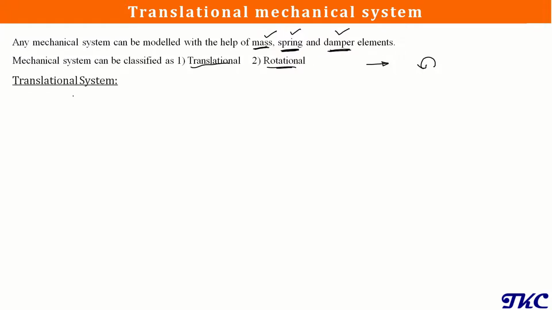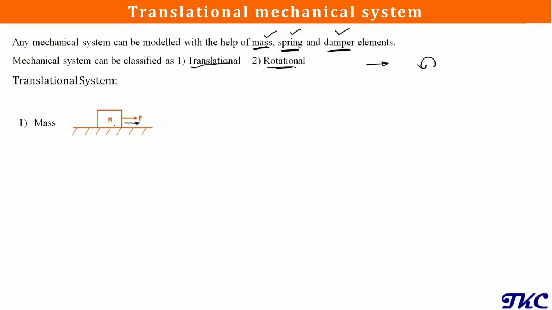So let's discuss the translational mechanical system. Whenever we want a mathematical model of a translational mechanical system, we need to find the force contribution of all these three elements in the system. Let's discuss mass first. When we have a mass in a translational system, it can move linearly. When we apply force, this force will be resisted by the inertia force.